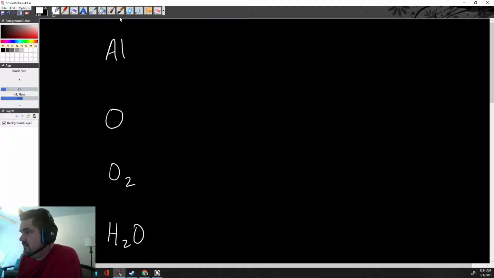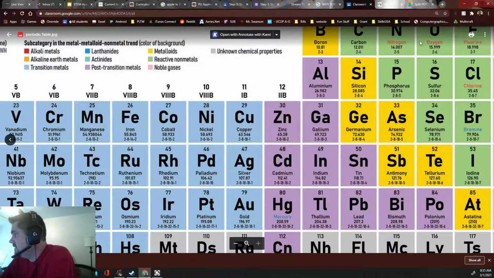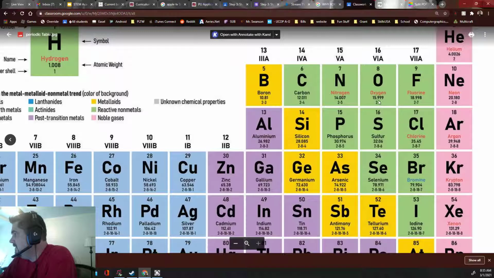And so if I want to know the molar mass, it's 26.982. And what does that mean? That's how many grams of this stuff it would weigh per mole of that stuff. And that's it. Pretty easy. So that's the answer. Oxygen, O, let's go find O. Here it is. 15.999. Pretty simple and straightforward.